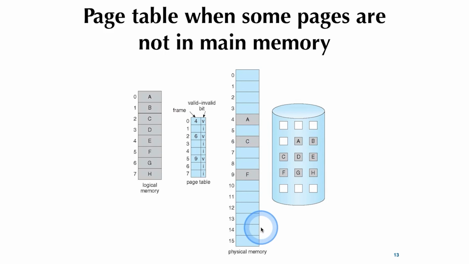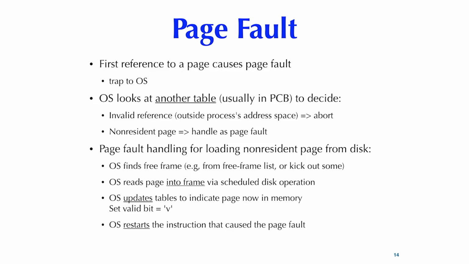Now, how do you choose which frame to fill? Well, that's a separate problem. So a page fault happens when your program makes a first reference to a page that it hasn't accessed before. And what happens? It traps to the OS. The OS looks at another table, usually in the PCB, to see if it is outside the process's address space. If so, abort. If not, it finds where it is on disk and then loads it in. But before it does that, it has to actually have a free frame ready to assign to this process, right?